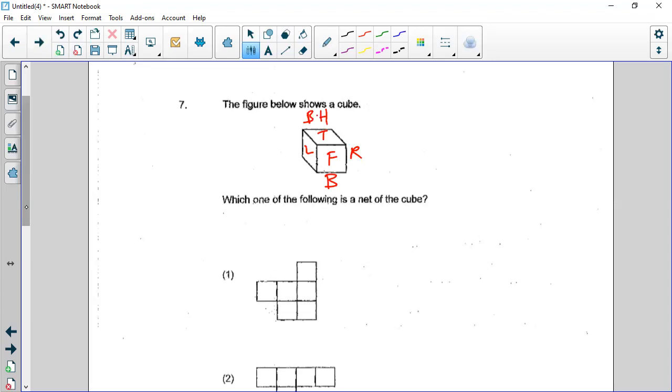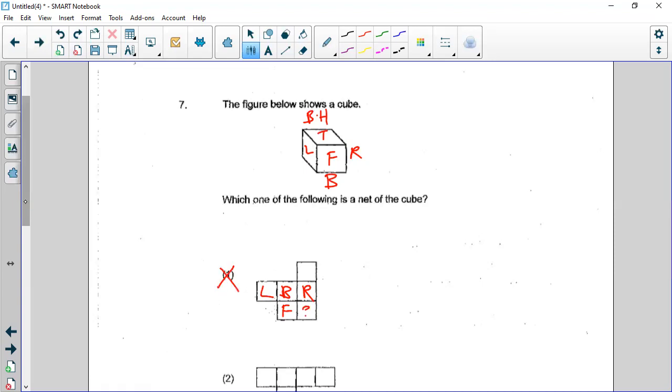Because, for example, if I put the base here, then you transfer the letters onto the net. That's your left side. And then where's your front? Your front will be here. And where's your right side? Your right side will be here. And then this one, where does it go? It seems to be out of place already. The question mark can't fit onto the cube. So number 1 is out.